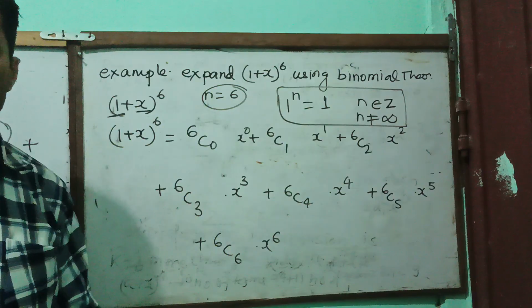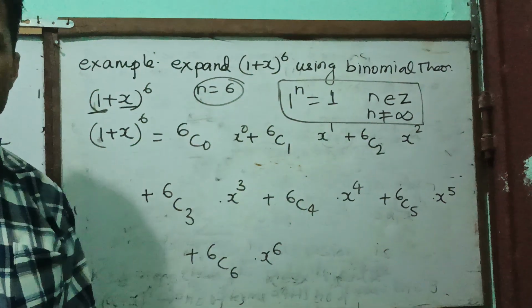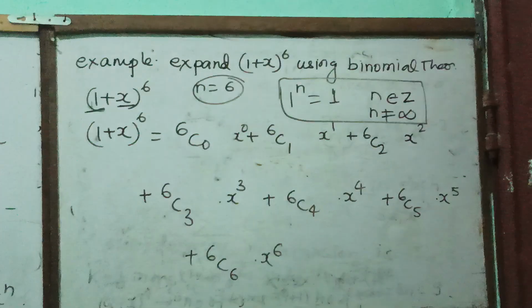So 6C0, so go through calculator. How much are you getting? 6C1, how much are you getting? So just go through calculator. So I am explaining over here.